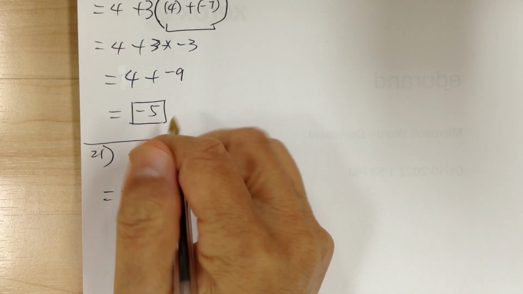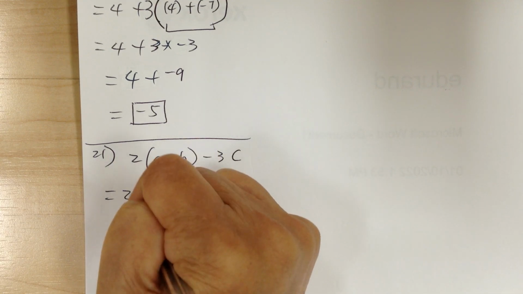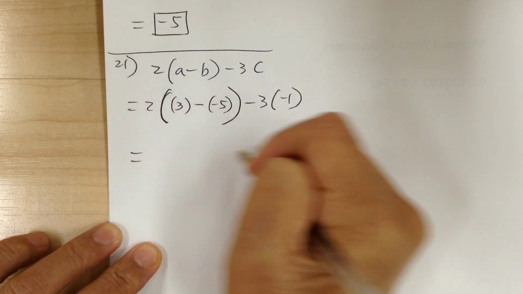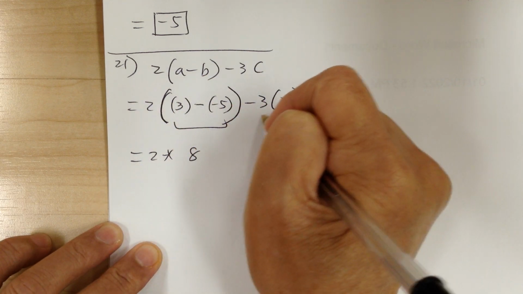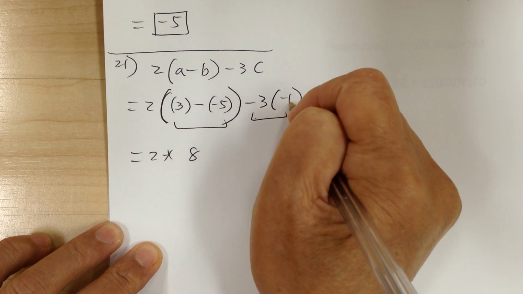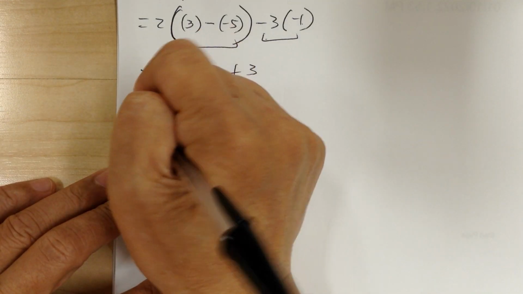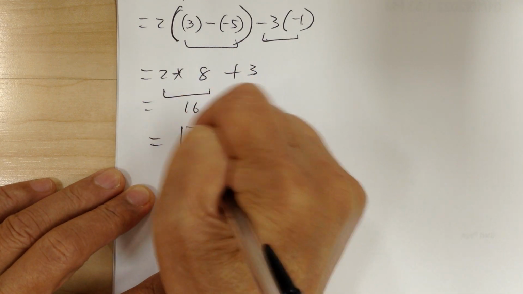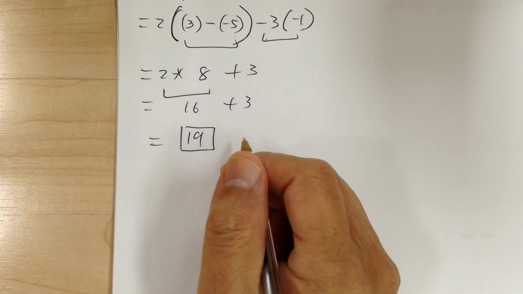Let's substitute. So a equal to 3, b equal to -5, minus 3 times c is -1. Let's work out the parentheses. So this will give me 8, and -3 times -1 will give me +3. Then after that, I have to do the multiplication before I do the addition, and this is equal to 19.